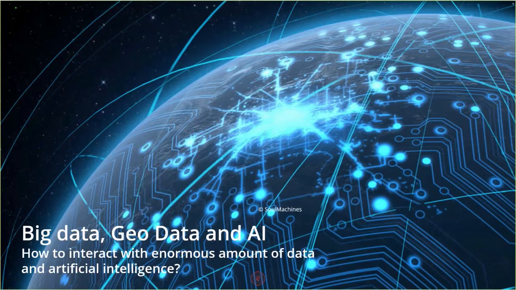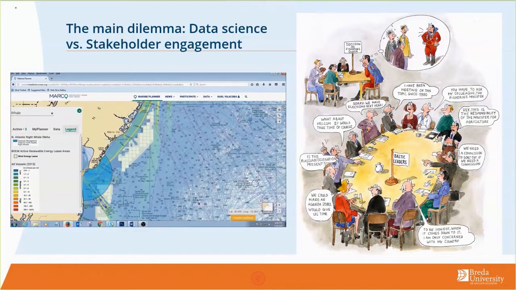High quality social interaction is a prerequisite for social learning. Therefore, planning and social learning heavily rely on methods and approaches that can bring stakeholders to the table and can facilitate their interaction. It also relies on methods that can bring best available data and knowledge to the stakeholder table and their discussions. This is the main dilemma of data-driven, evidence-based, and stakeholder-oriented transboundary planning. And I think this picture shows a little bit of that illustration.